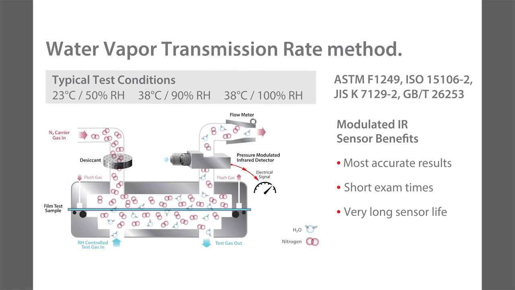It helps with good repeatability. This methodology is classically known as ASTM F1249, but internationally there are other standards too. There's ISO 17106. There are Japanese and Chinese standards as well around this test for water vapor transmission rate.